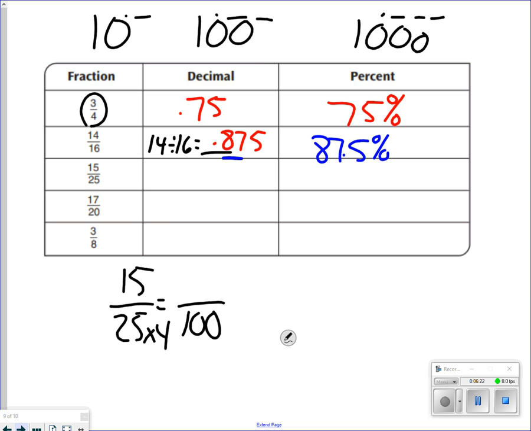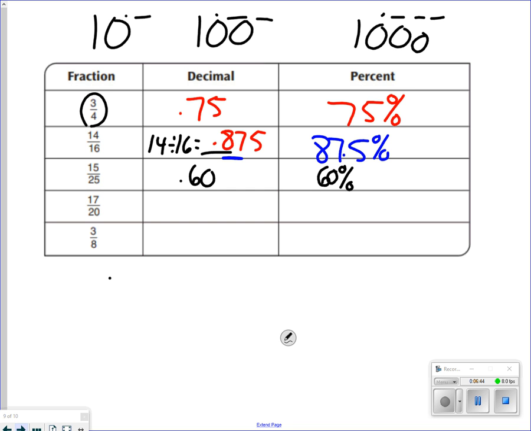25 times 4 is 100. 15 times 4 is 60. 60 over 100 equals 0.60. So my decimal is 0.60. My percent is 60%. Pretty easy, pretty basic. Okay, let's keep moving on.